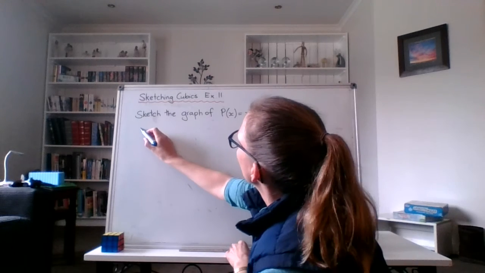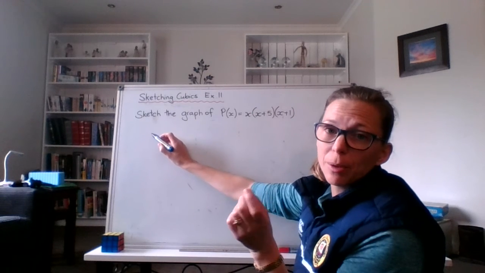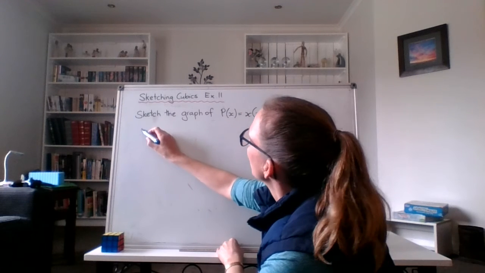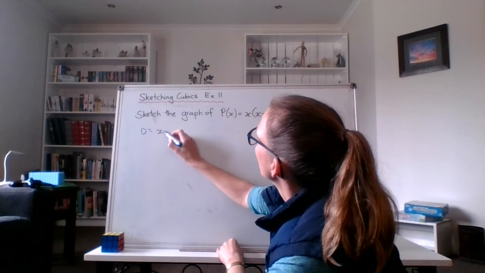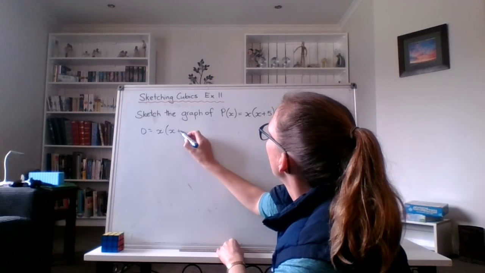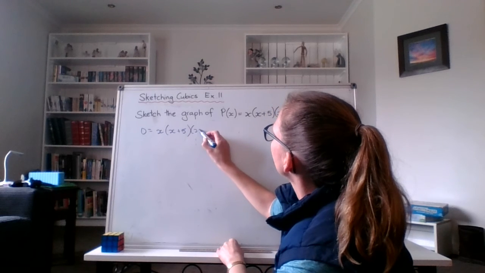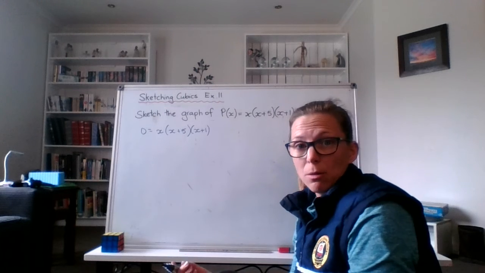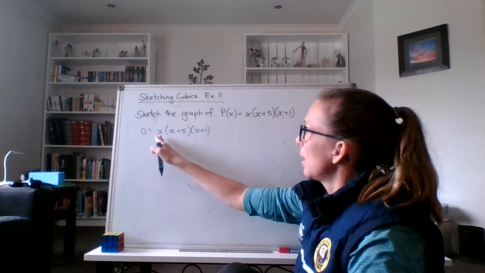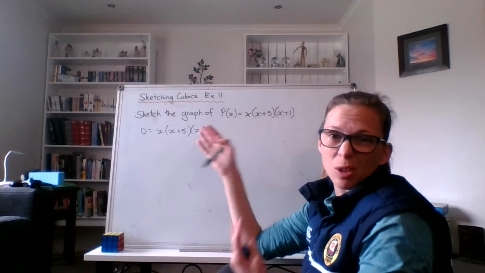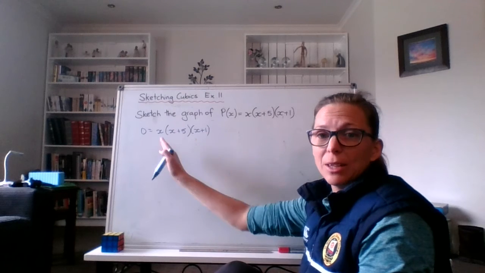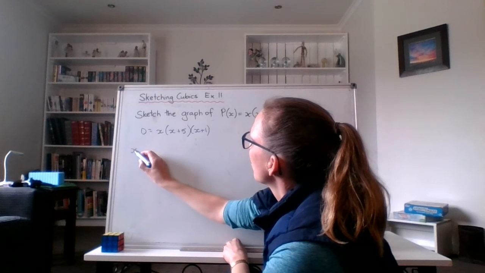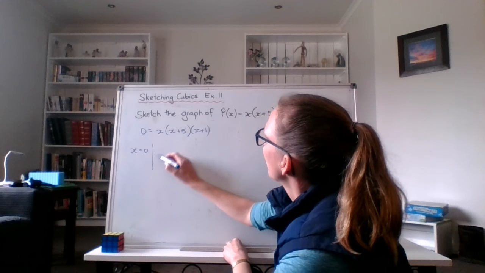So what we want to do is make this equal to 0, because we know that the roots happen where y, or the polynomial, the vertical axis, equals 0. So 0 equals x times (x plus 5) times (x plus 1). Now we know, using our null factor law, that if 0 equals the product of factors, then each individual factor must equal 0. So this first thing, x must equal 0. Well, that was easy work.